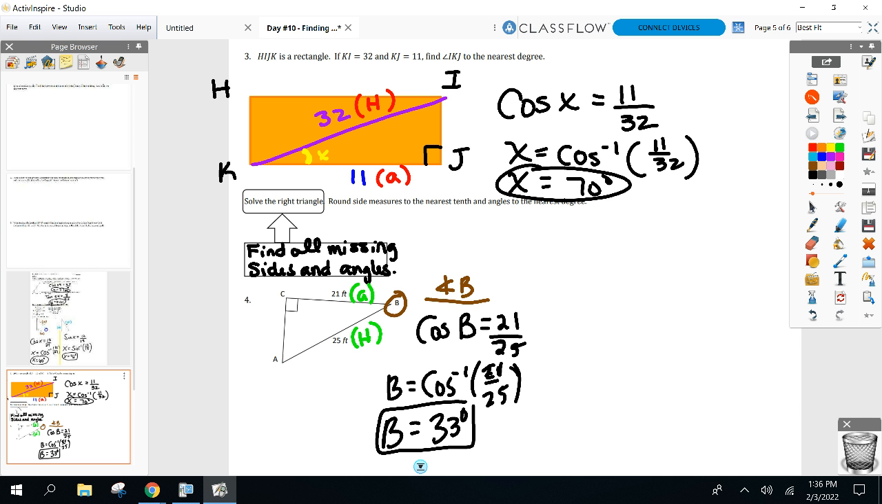I just mentioned work smarter, not harder. So while we're here, why don't we just go to angle A? I don't need to do sine, cosine, tangent. Shouldn't have to again. Why? What do all the angles add up to? 180, you know 2 of them already. I think we can find the third without doing sine, cosine, tangent, right? 180 minus 33 minus 90. Is that what you're going to tell me?